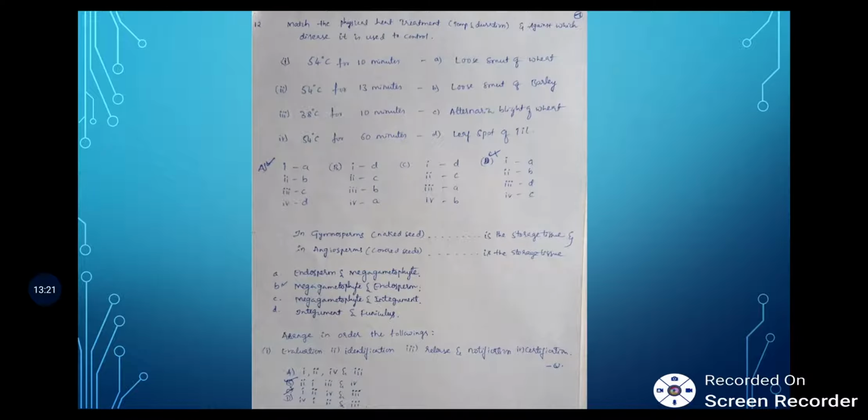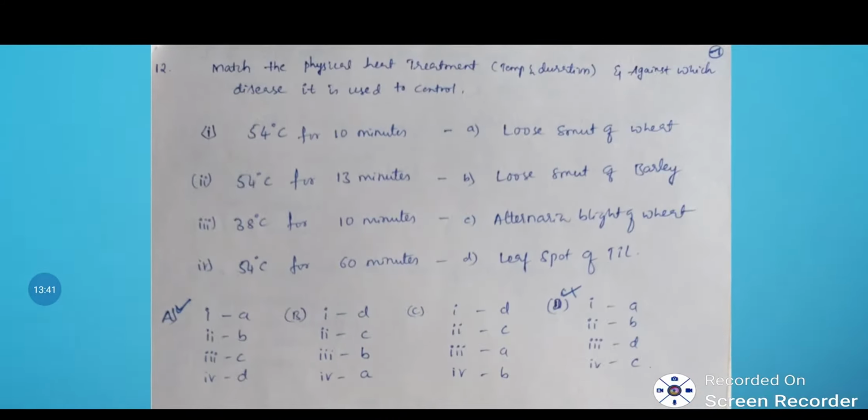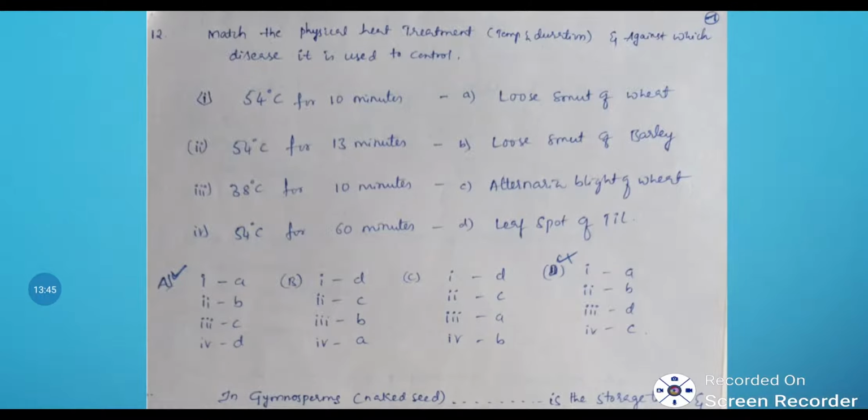Next is again matching. Here different temperatures are given, that is the physical heat treatment, temperature and duration against which disease is used to control. 54 degrees Celsius for 10 minutes is used to control loose smut of wheat. 54 degrees Celsius for 13 minutes to control loose smut of barley. 38 degrees Celsius for 10 minutes for alternaria blight of wheat control, and 54 degrees Celsius for 60 minutes to control leaf spot of til, that is sesamum leaf spot.